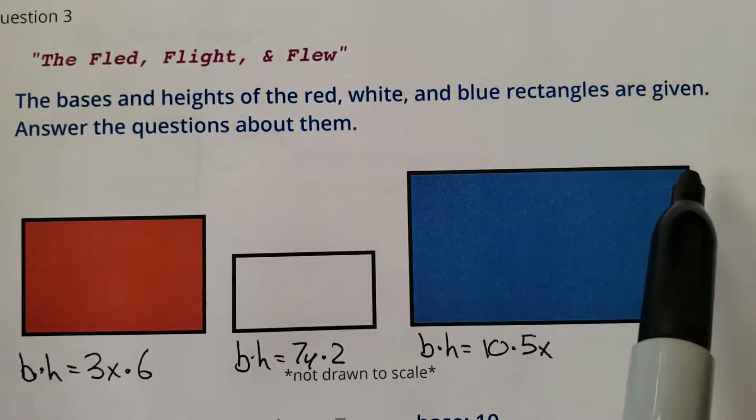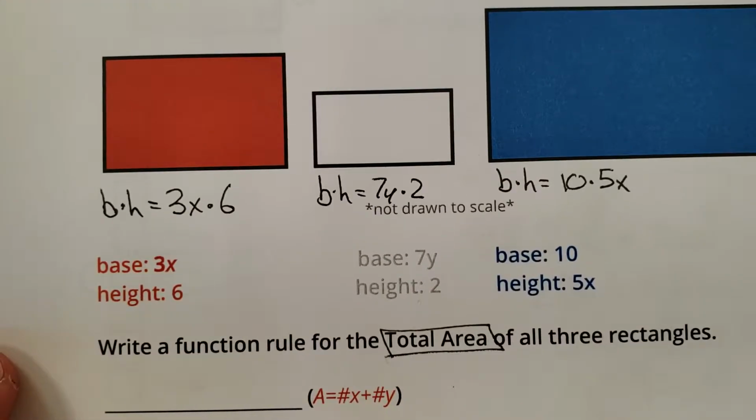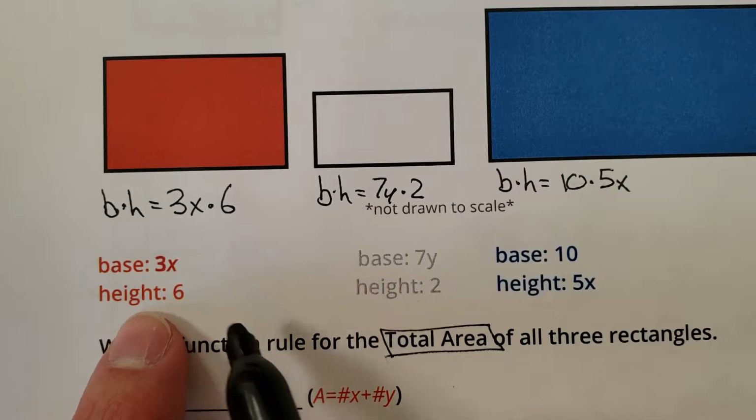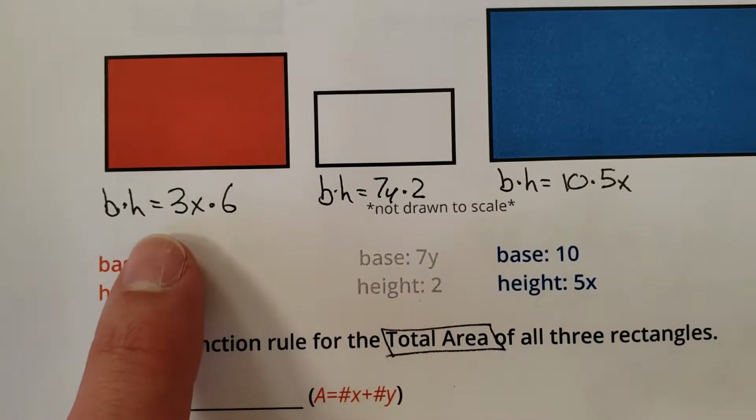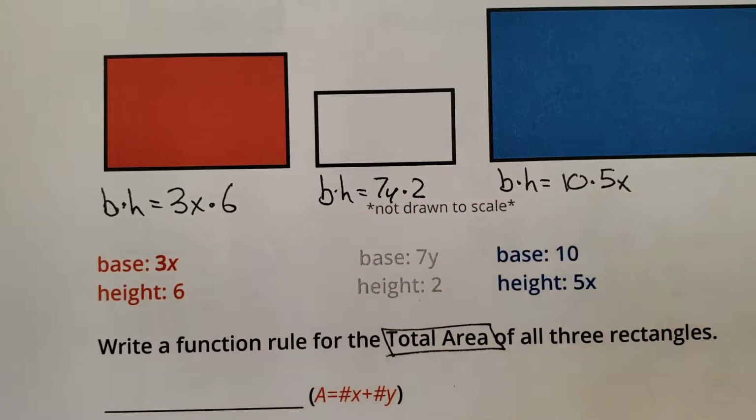The red, white, and blue rectangles are given. Answer the questions about them. Okay, so as you can see, I've done some pre-work here. We have a base of 3x and a height of 6. So spoiler, you're gonna have to find the areas of each of them. So if you go base times height, base times height, base times height, you'll get the areas.